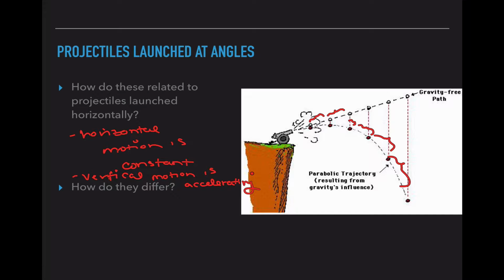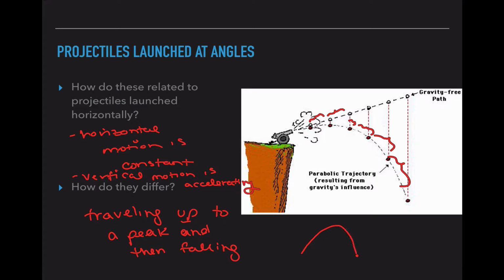But how does this path differ to the path that we saw in the last video? It differs because we are now traveling up to a peak and then falling to the ground. This is just a little bit after half of the flight path. If we had a more distinct example, it would look like this. So we travel up. This is the point where our horizontally launched projectiles begin and then travel back down to the ground. So it's now a full parabola instead of just being half of a parabola.